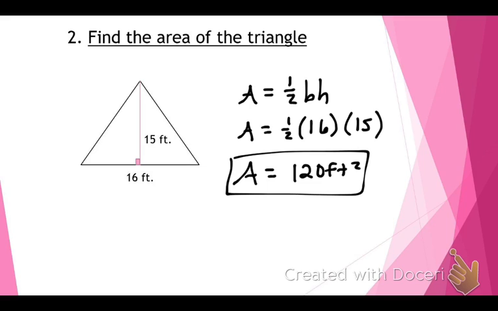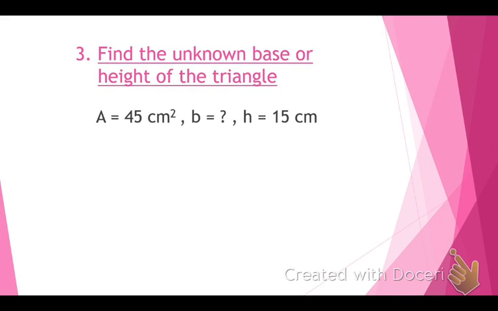All right, let's go to the next one. Find the unknown base or height of the triangle. So we're still dealing with a triangle. You got to try to come up with what formula you're going to need to use. So you try to do that on your own. Try to plug those numbers in and see what you get. What is the formula I'm going to be using? Okay, how'd you figure out that I'm doing half times base times height? It's the area of a triangle formula.